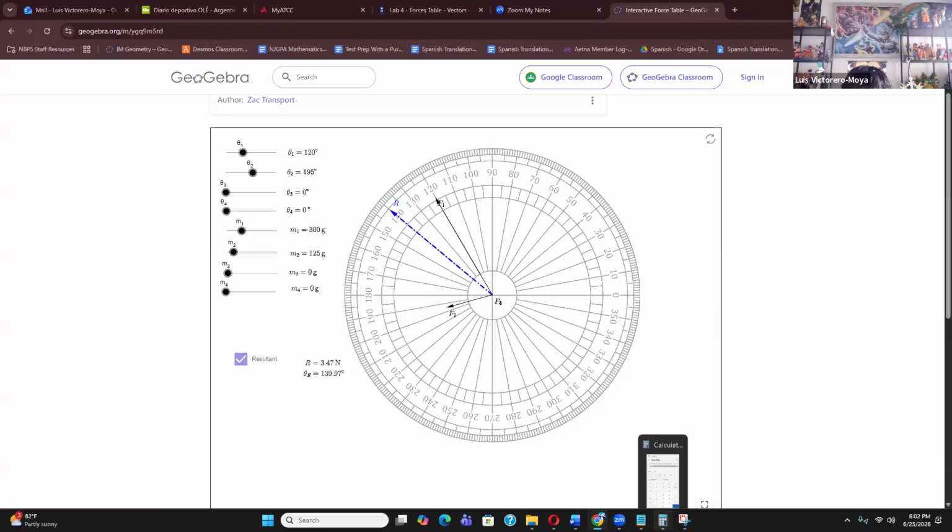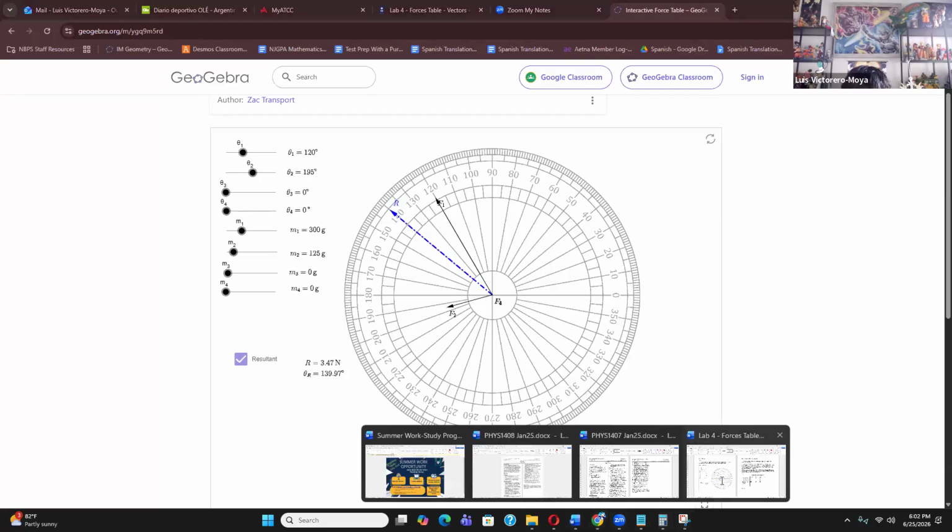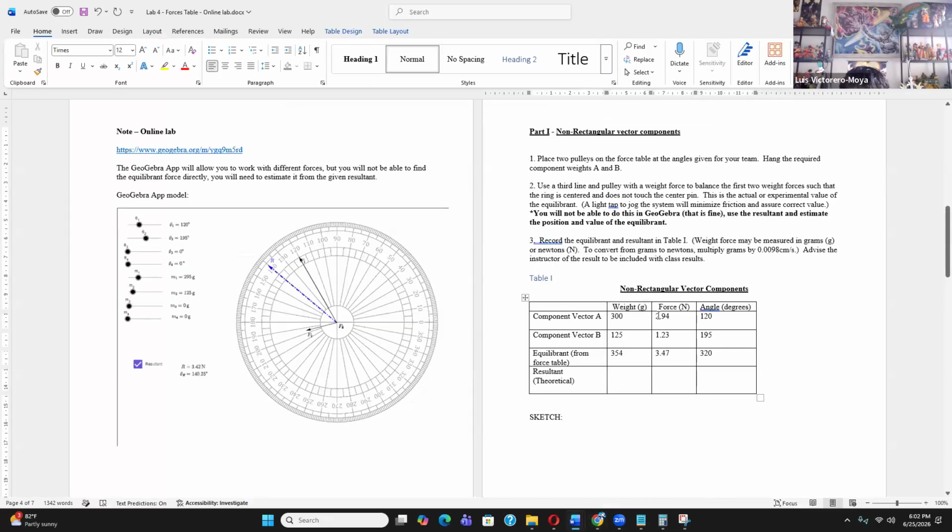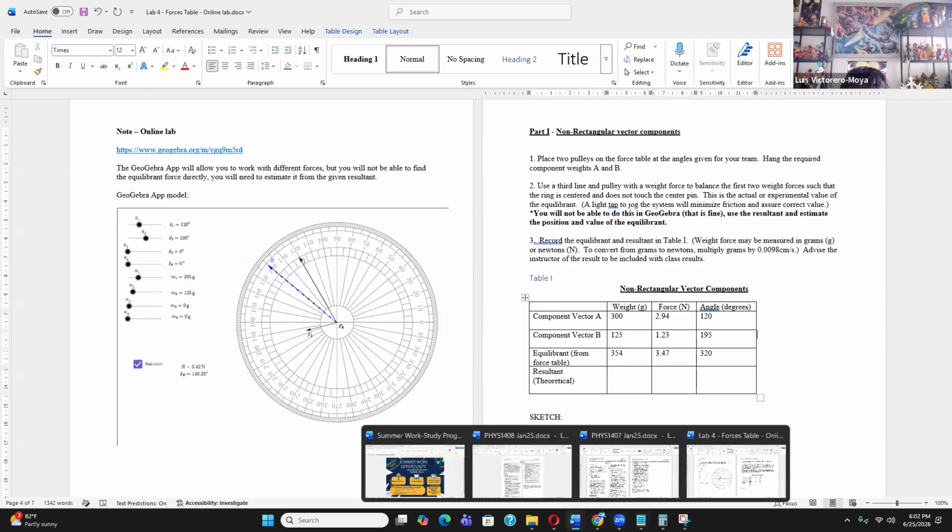So we have the force and the angle, right? I'm going to show you guys using the components. We're going to find the X and Y component for each. We're going to find the resultant, and then we're going to find the angle using trigonometry.